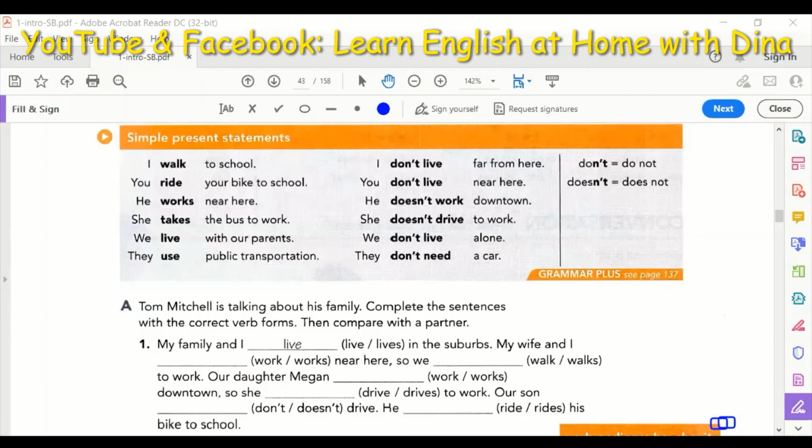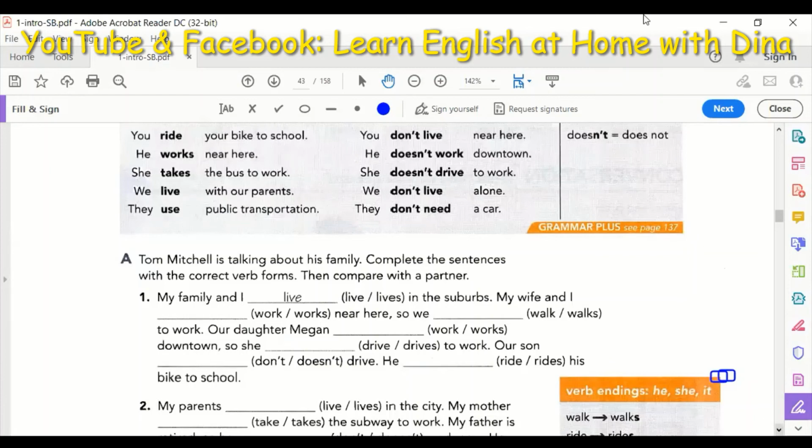Okay. Now use your chat box. It's time to use our chat box to type the correct answer. You will choose the correct answer, and then when we finish I'll choose someone to read number 1, number 2, and number 3. If you remember, Tom Mitchell is talking about his family. We talked about the Mitchell family throughout this whole unit. Complete the sentences with the correct verb forms.